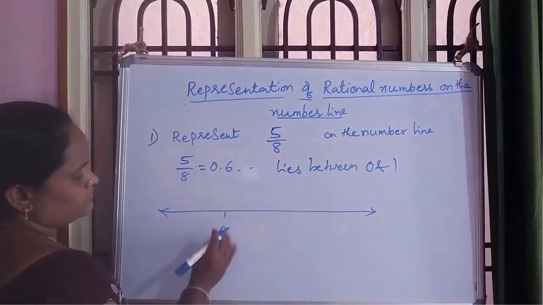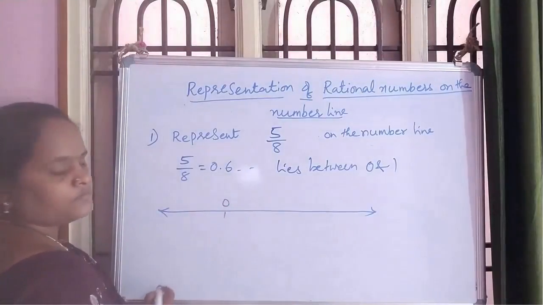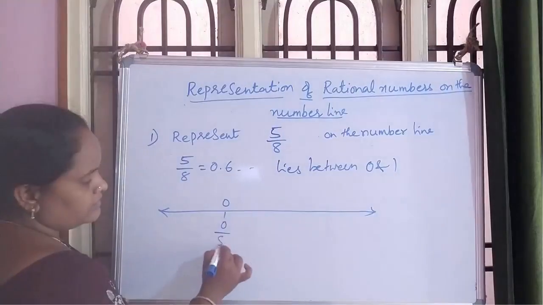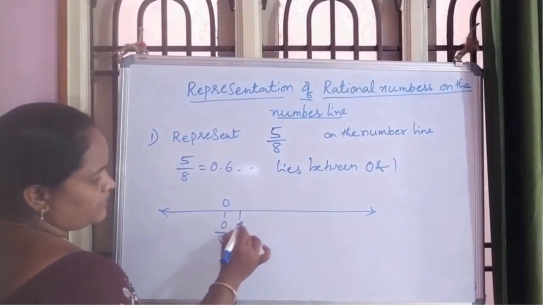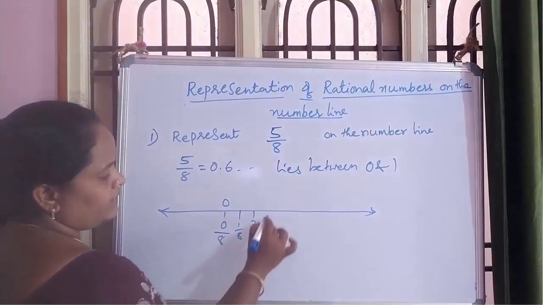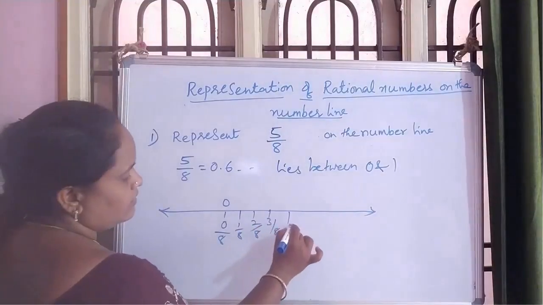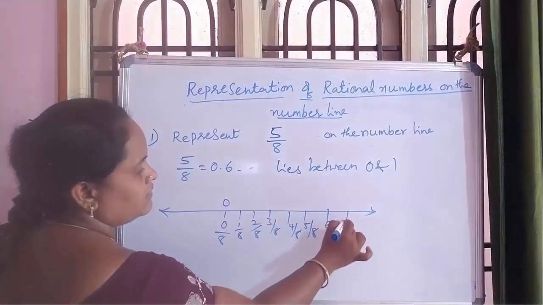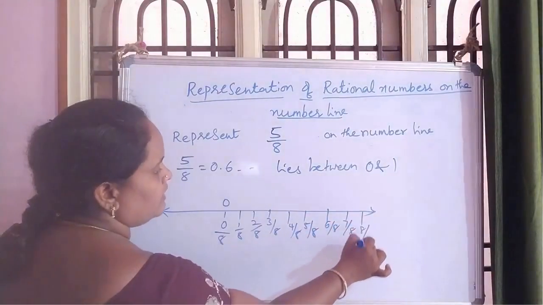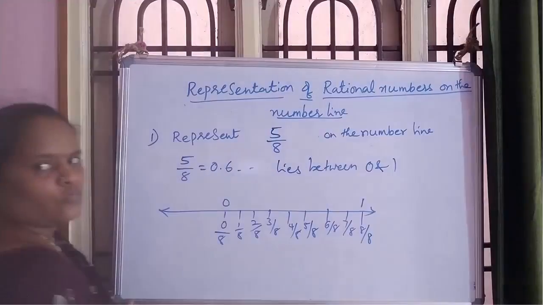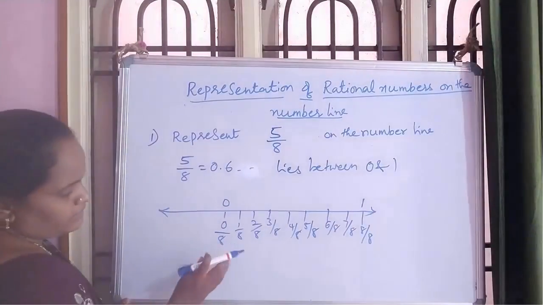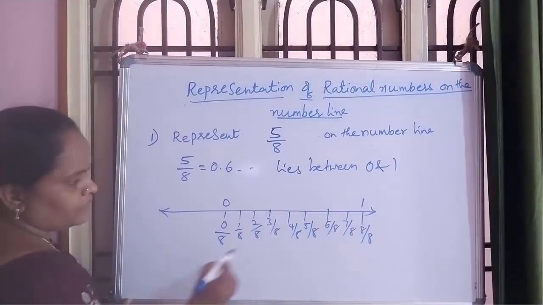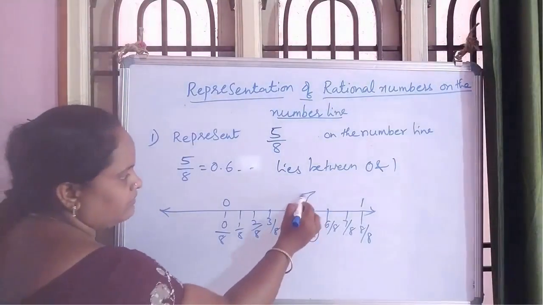0. Here what is the denominator? 8. So 0 can be written as 0 by 8. The next number is 1 by 8, 2 by 8. The next rational numbers are 3 by 8, 4 by 8, 5 by 8, 6 by 8, 7 by 8, 8 by 8. So 8 by 8 is 1. So where is our 5 by 8? 1 by 8, 2 by 8, 3 by 8, 4 by 8, 5 by 8. Here this is our 5 by 8.